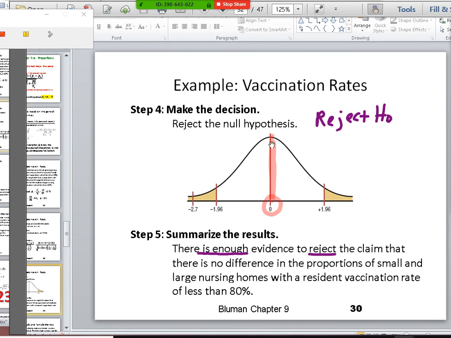I'm out here. So if I get something in this range here, then that's like, okay, well, maybe H naught's correct because that's not that far off. But if I get something way out here, H naught is wrong. I am not here in the middle like H naught says. I'm over here. So we're going to reject H naught, which means that there is enough evidence to reject the claim. Remember, you wrote reject down next to H naught because that was your claim. To reject the claim that there is no difference in proportions of small and large nursing homes. And you can just put difference in the vaccination rates of small and large nursing homes. You can put that instead if you wanted to. That'd be fine.